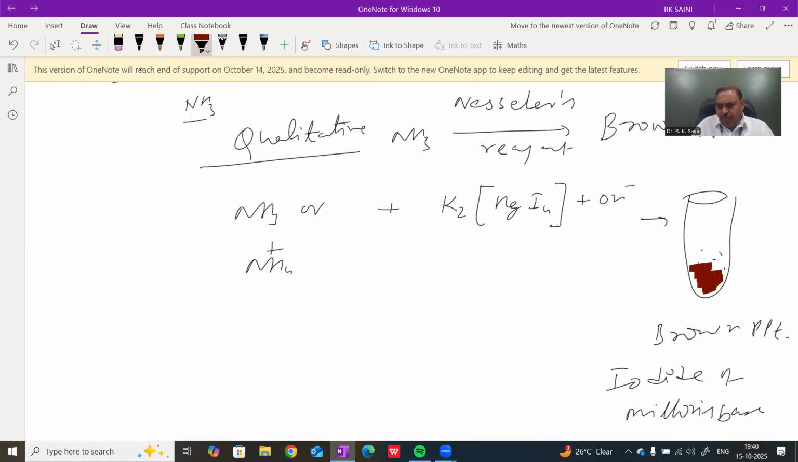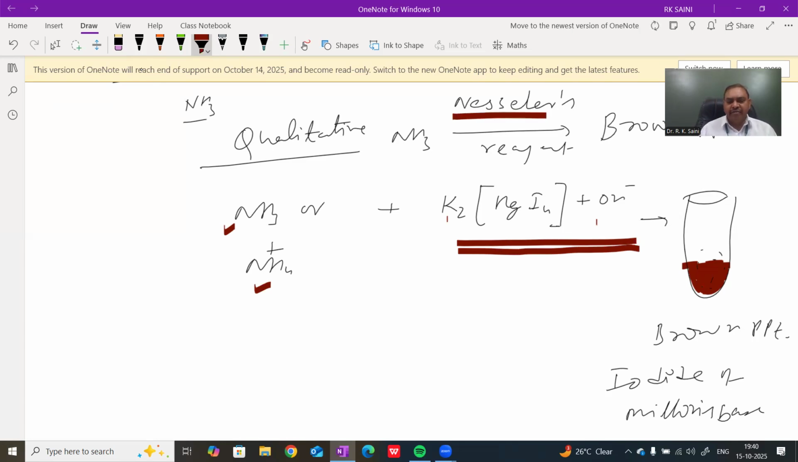It gives a brown precipitate. All ammonium salts and ammonia gas give this test. All ammonium salts and ammonia give a brown precipitate with Nessler reagent. What do you mean by Nessler reagent? An alkaline solution of K2HgI4 is known as Nessler reagent. It is the qualitative analysis of ammonia.